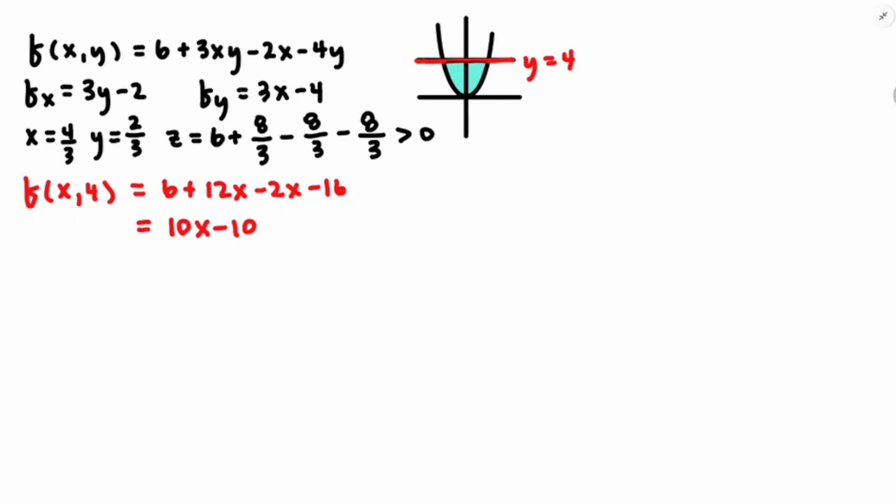Okay, and I'm really interested in when x is between negative 2 and 2 right there. I think it's pretty self-evident that the minimum value of f, restricted to y equaling 4, is going to be where x is negative 2. So x equals negative 2, and I've got a formula for f right here that only depends on x, so that'll be z equals negative 2 times 10 is negative 20, minus 10 more is negative 30.